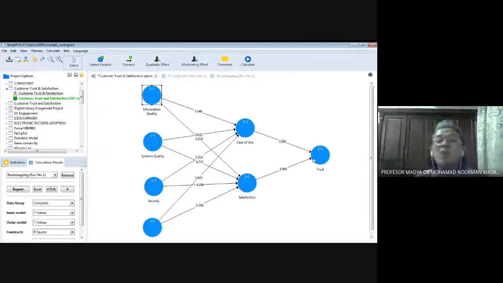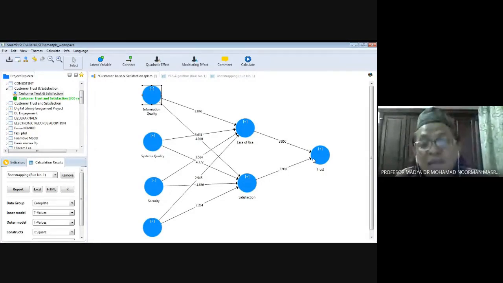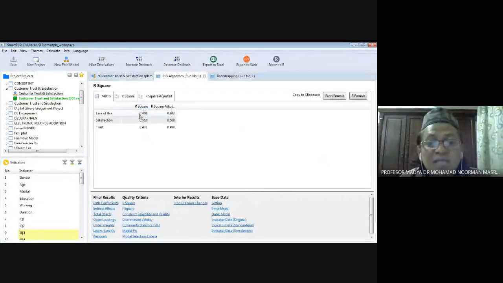Now what if your value of R square is less than 0.1? If you look at this score, let's say the value is 0.02, or 0.03, or 0.09.